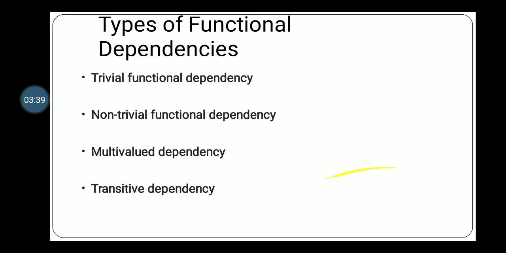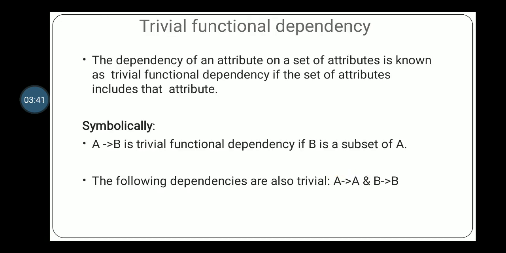So what is trivial functional dependency? Trivial means it is represented as a loop back to itself. That is the trivial functional dependency. Here, a set of attributes which derives itself and another set of attributes is called a trivial functional dependency.